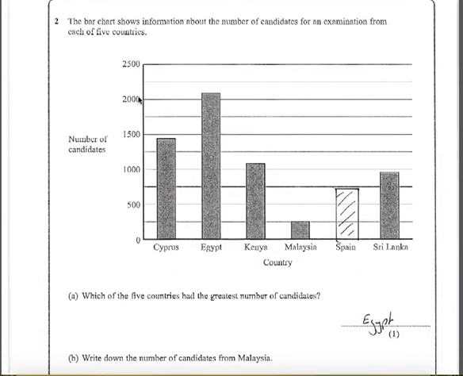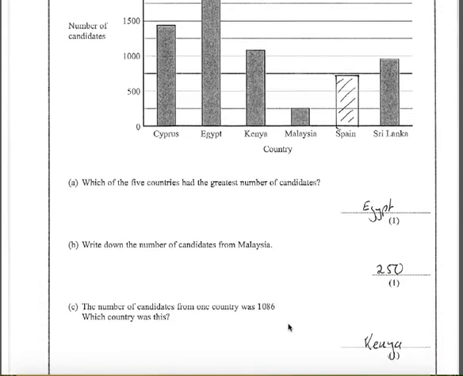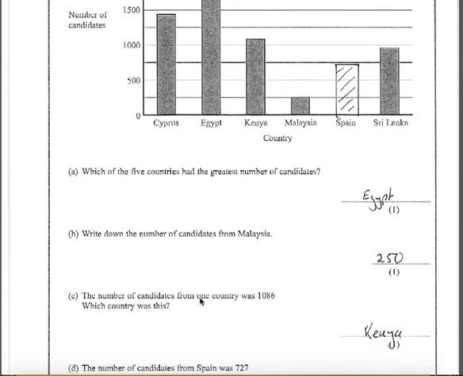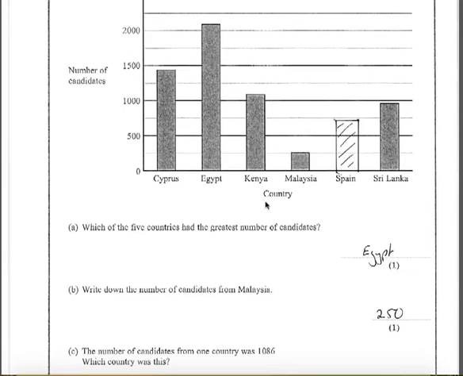Greatest number of candidates, Egypt. Candidates from Malaysia, reading across on the scale here, if that's 500, that must be 250. The number of candidates from one country was just over 1,000. So looking at the scale, there's 1,000. Just over 1,000 would be Kenya. That line there would be 1,250, so Cyprus is much too big.